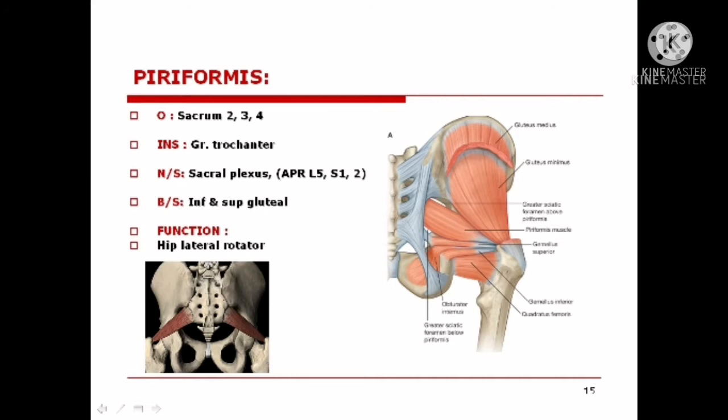This muscle passes through the foramen called the greater sciatic foramen, through which the well-known sciatic nerve also passes. The sciatic nerve passes underneath this particular muscle, and sometimes this muscle, due to some reasons, goes into spasm and presses upon the sciatic nerve and causes pain in the distribution of the sciatic nerve.